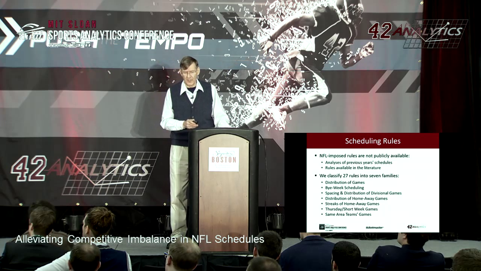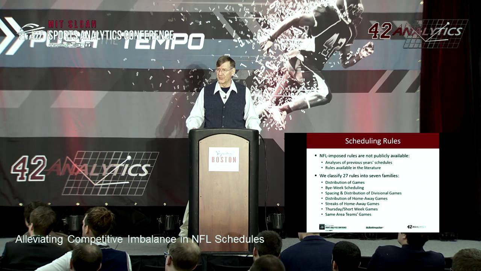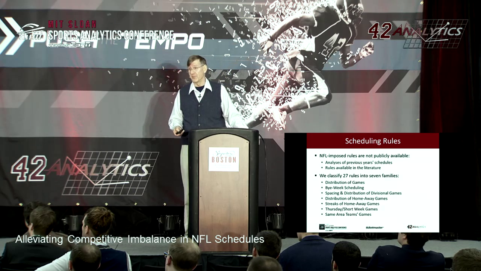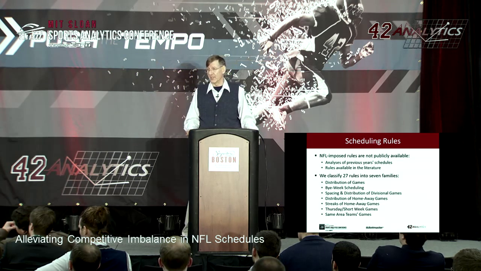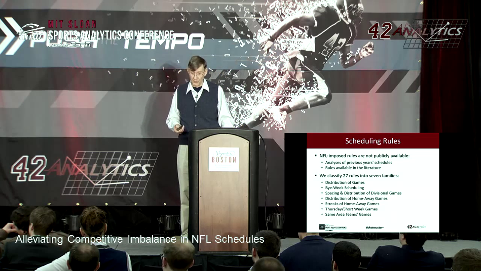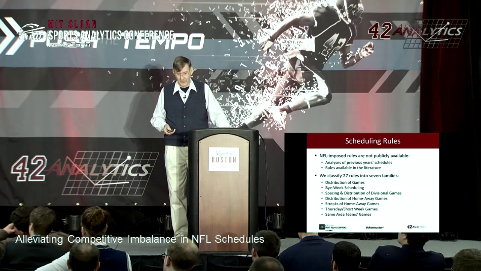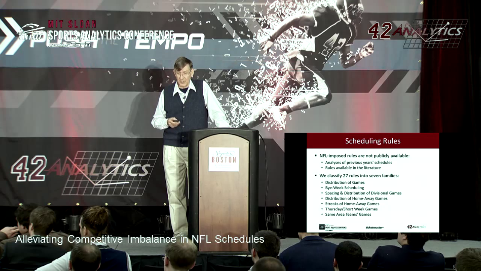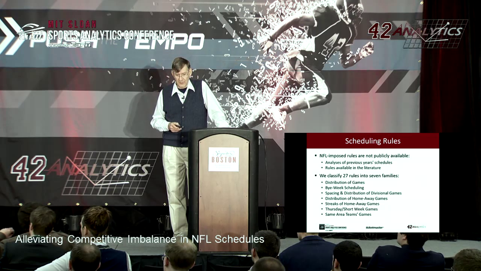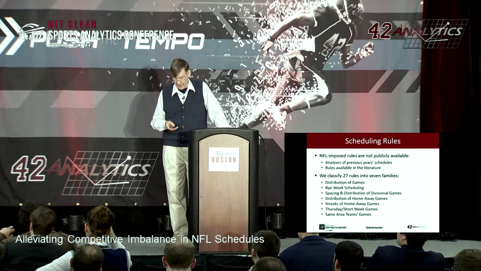The NFL's imposed rules are obviously not publicly available. Some of them are available on the web. Others, you can just look at the last 12 years of schedules and figure out the rules, which they've always abided by. We classify these rules, 27 rules, into 7 families. We'll talk about those 7 families in a moment. You can see them. Most of them are the NFL rules. 6 or 7 are the ones we've added to try to alleviate competitive imbalance.